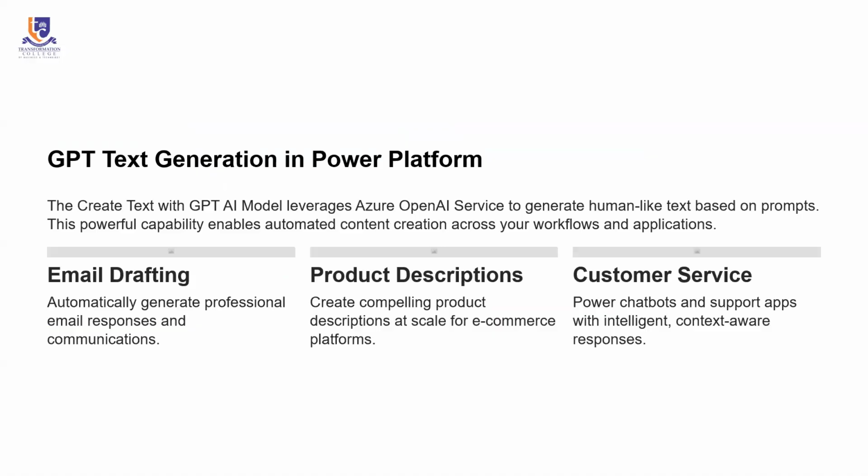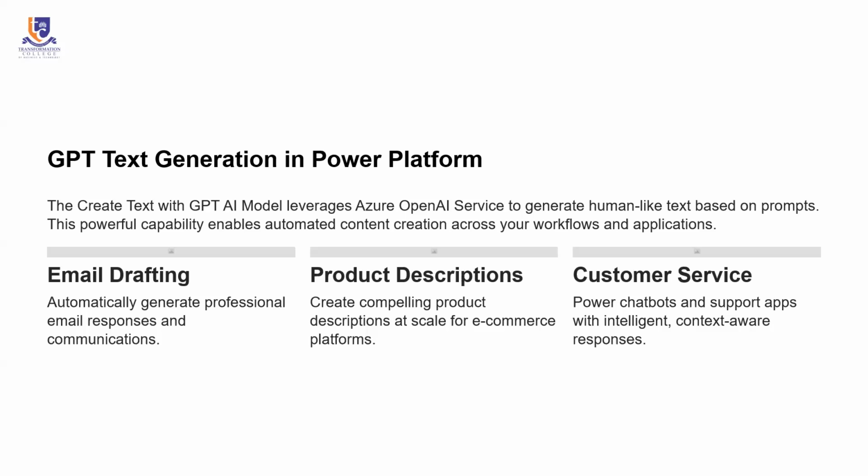So we could also use text generation in Power Platform to create text with the ChatGPT AI model. We leverage the Azure OpenAI service to generate human-like text based on a prompt. We could write essays, emails, product descriptions, and customer service responses. If a client has a request, we can automate an email reply. So if we want to generate a professional email response and communication, anytime a customer makes a particular request, we have a standard email response generated by AI every time.